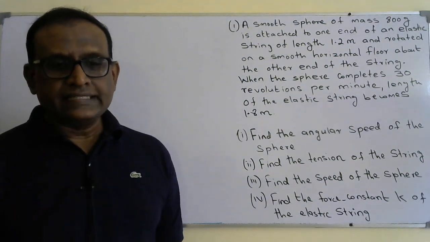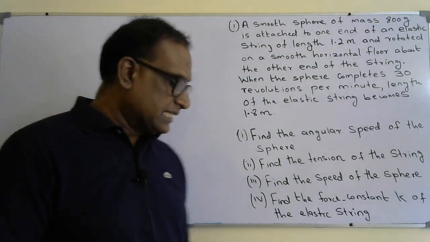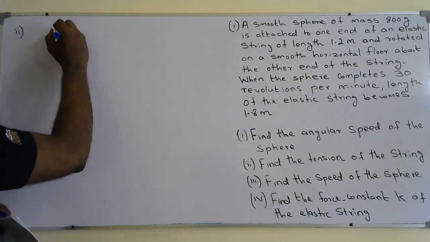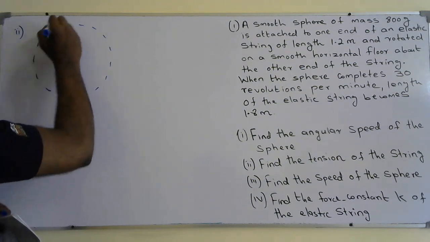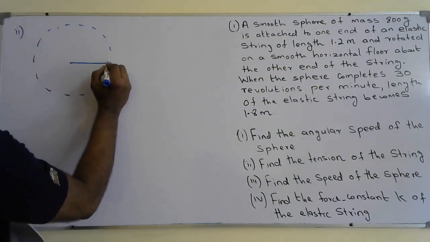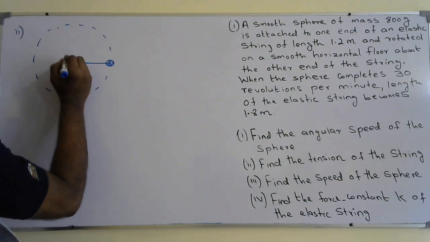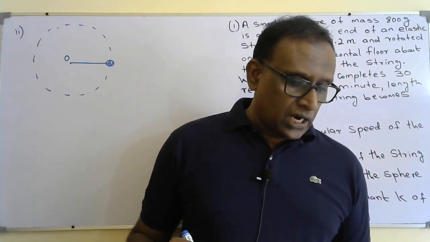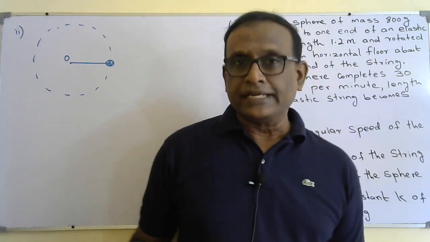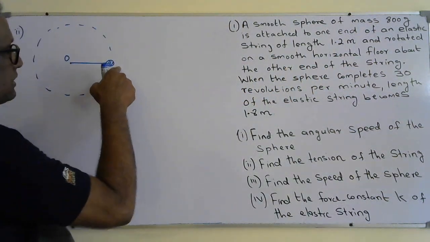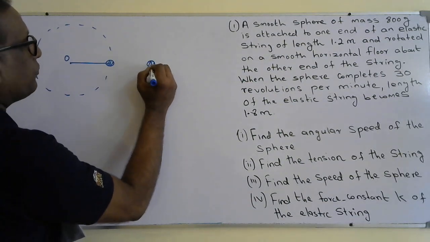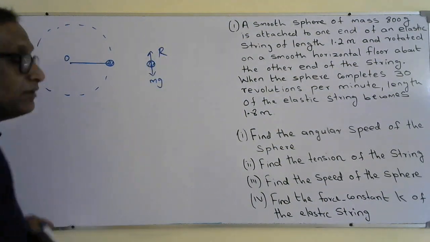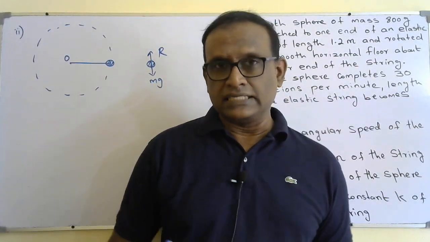The second part, find the tension of the string. It's moving on a circular path on the floor. This is the center of the circular path, this is the string, and the sphere is here. The length of the string is 1.2 meter. In the free body diagram for the sphere, the weight acts downwards and there is a normal reaction from the floor. They balance each other because there is no vertical resultant force.